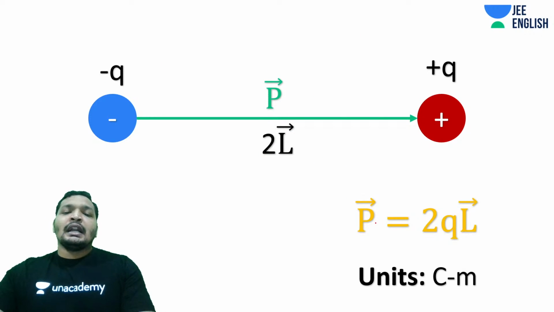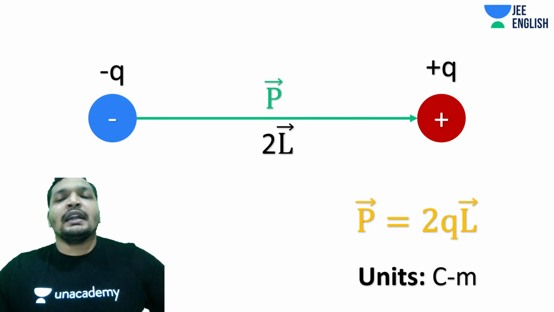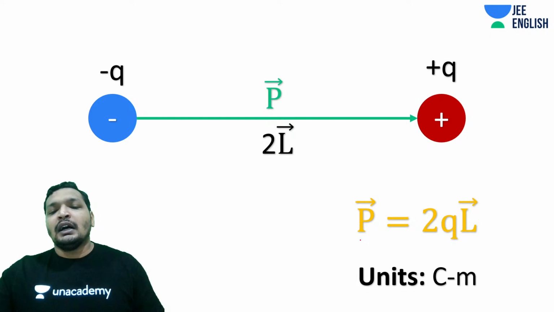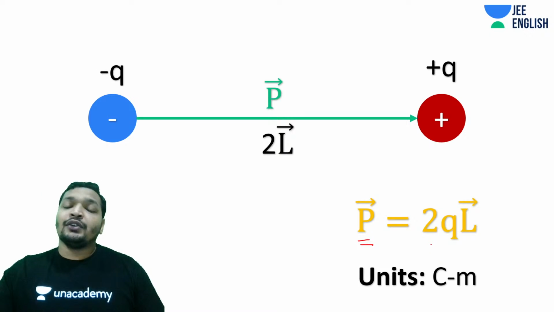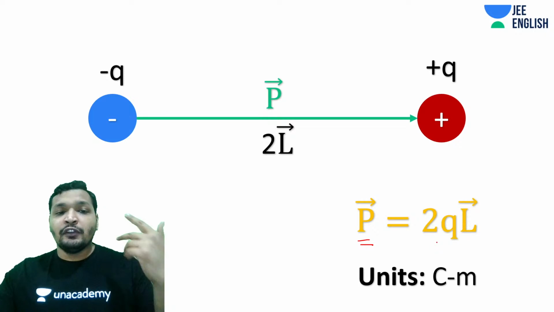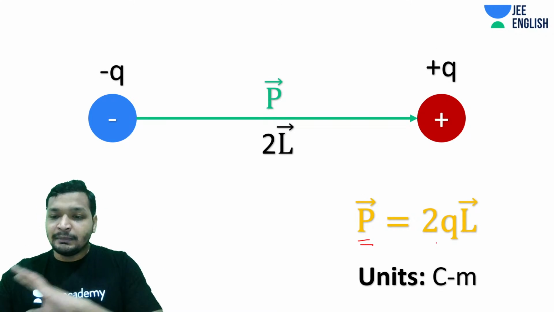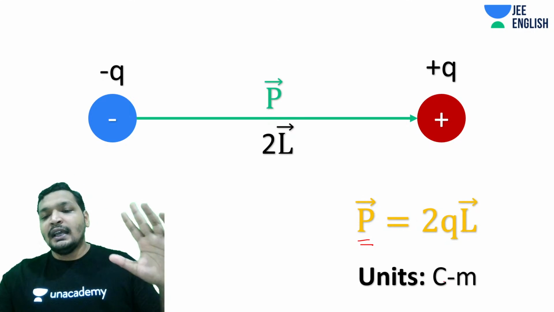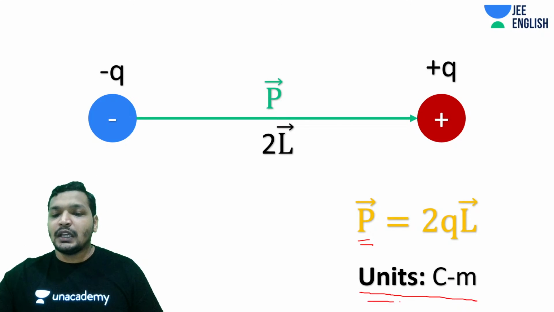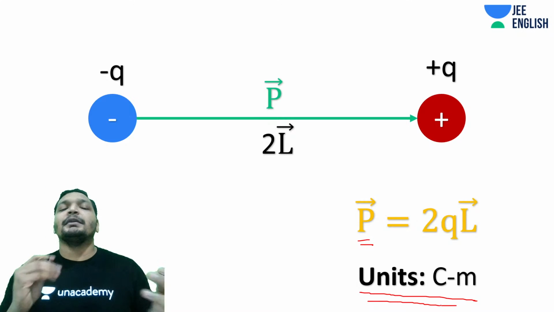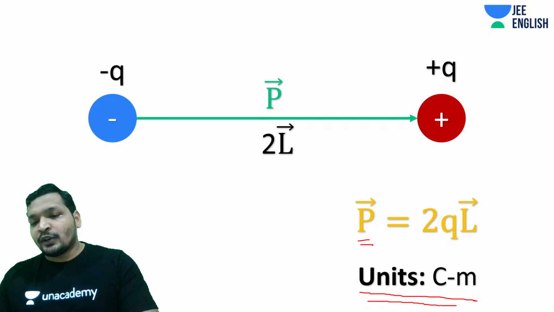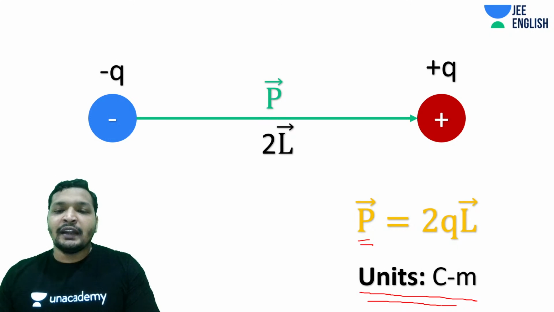So yes, and what is the unit of electric dipole moment? Basically it is magnitude of charges multiplied by some distance, which is nothing but length. Hence the unit is going to be coulomb meter. Right? So yes, that is about dipole moment, and this is how you derive dipole.